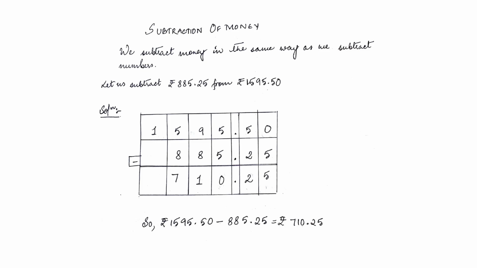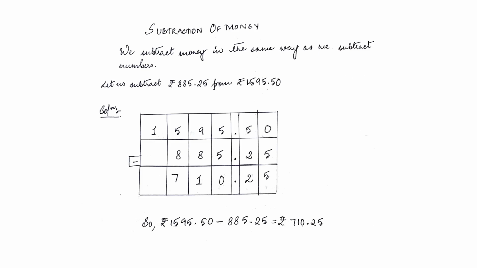So let us subtract rupees 885 and 25 paise from rupees 1595 and 50 paise. So first of all we will arrange in columns like 1595.50 minus 885.25. Now after subtracting the amounts, the answer is rupees 710 and 25 paise.